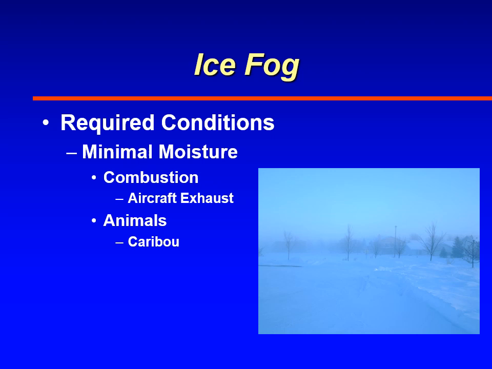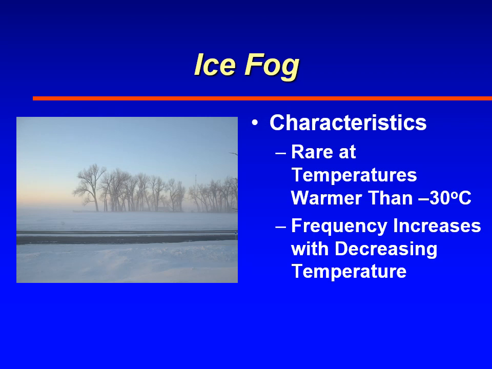Talking with friends who forecast in Alaska, they said a herd of caribou just breathing can add enough moisture to produce ice fog over a region. I've even seen an airplane take off and shut down the airport because the combustion from its engines released water vapor, increasing the moisture content of the air to the point where you have ice fog. It's rare at temperatures warmer than -30, and its frequency increases with colder temperatures. Those are all the different types of fog. Next, we'll talk about other things that can obscure your vision.